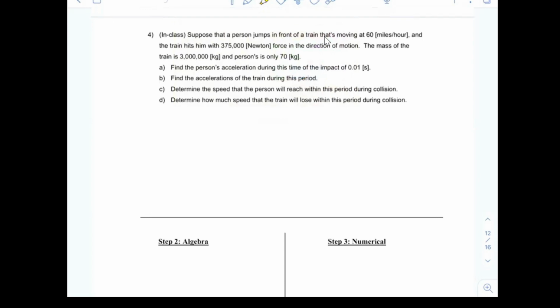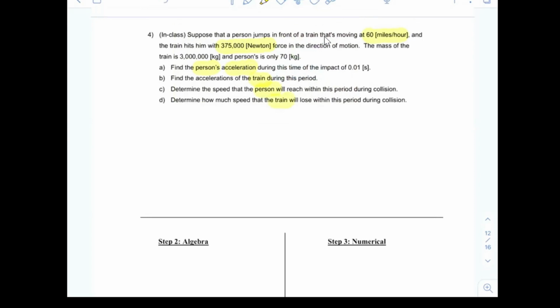All right, so what do we know? We've got a person jumping in front of a train. The train is moving at 60 miles per hour, right? The amount of force acting on the person is going to be 375,000 newtons in the direction of motion. So a couple of things: figure out the acceleration of the person and the train, and then figure out the speed of the person as well as the train after impact.